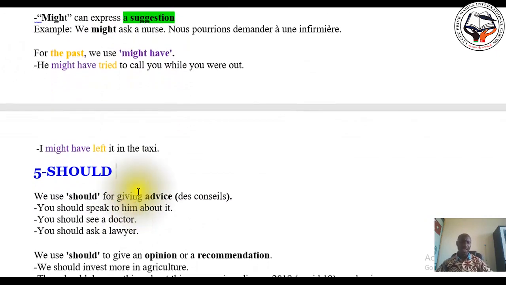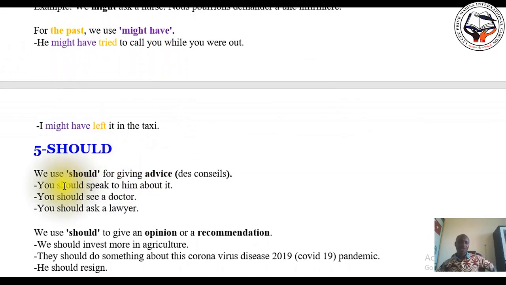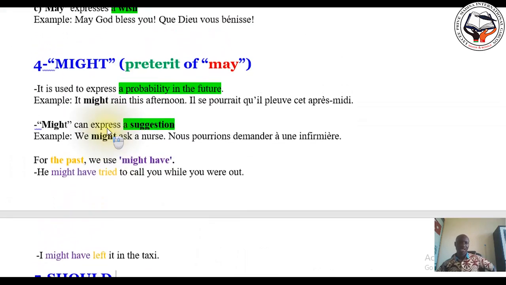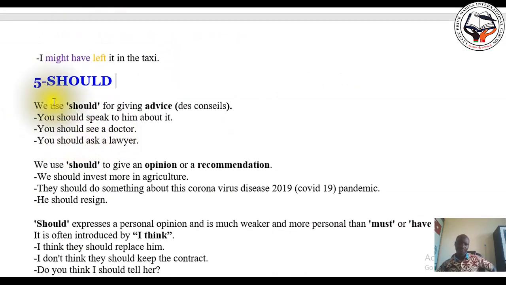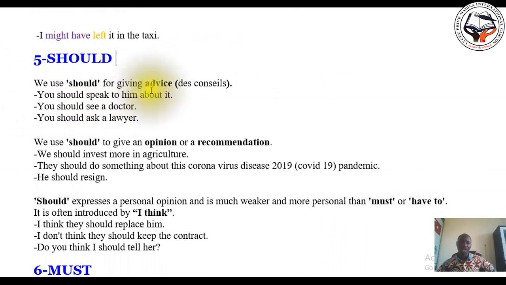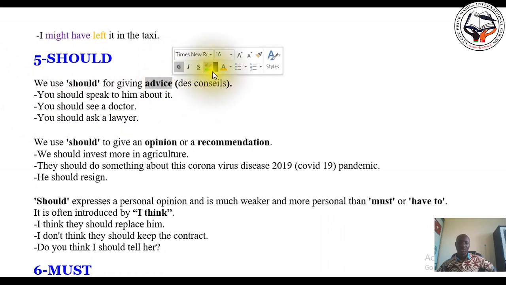Okay. We'll go ahead with should. We use should for giving advice. You want to give advice? We use should for giving advice, le conseil. Advice, c'est le conseil.